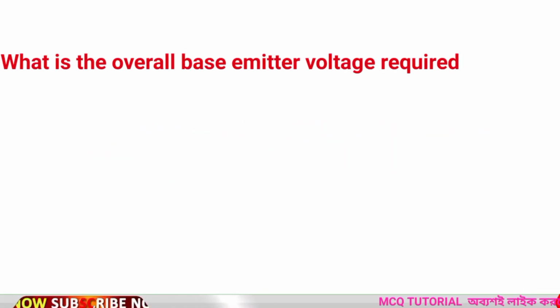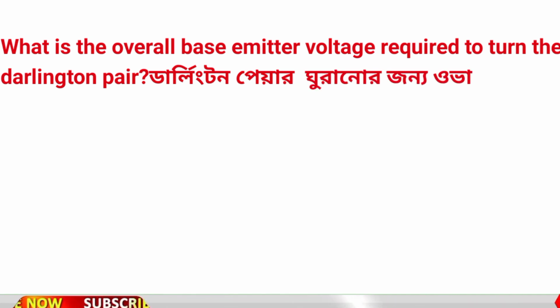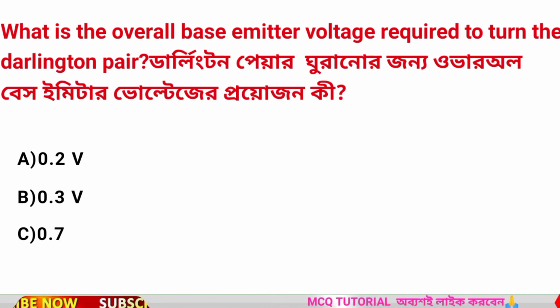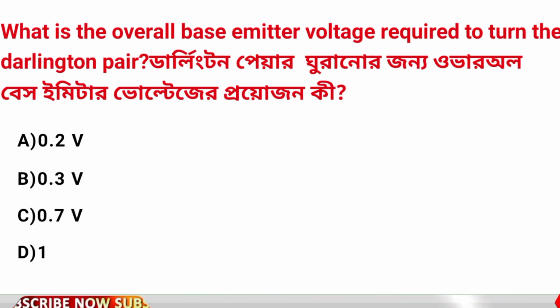What is the overall base emitter voltage required to turn on the Darlington pair? Option A, 0.2 volt. Option B, 0.3 volt. Option C, 0.7 volt. Option D, 1.4 volt.